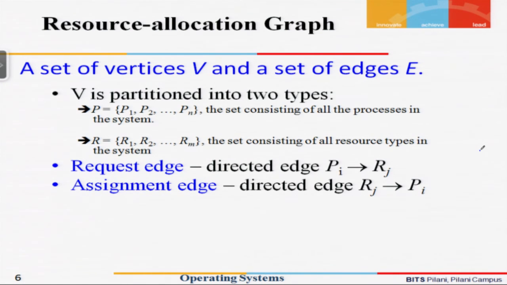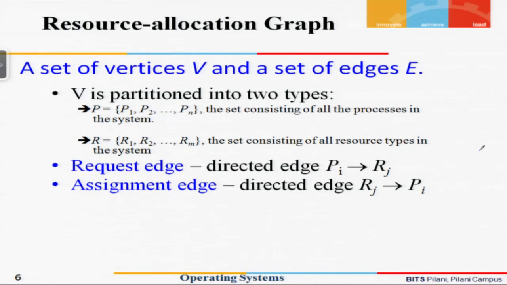So let us see how the information inside the system can be maintained, the various approaches which are used for maintaining the information about the resources and processes and resource allocation. We will try to see a few approaches here. One of the simplest approaches which can be used for this purpose is known as a resource allocation graph.